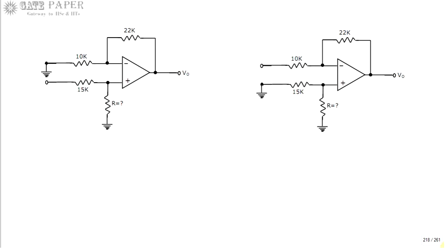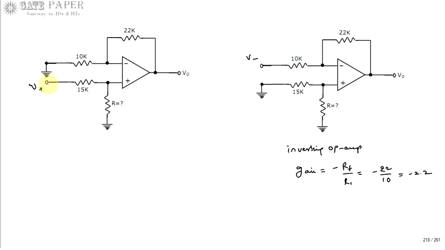The given circuit is considered as if you are applying only V plus, and then only V minus. When you apply only V minus, it acts as an inverting op amp. In an inverting op amp, the gain is minus RF by R1. RF is the feedback impedance, that is 22 kilo ohms, and R1 is 10 kilo ohms. So minus RF divided by R1 is minus 22 divided by 10, which is minus 2.2.